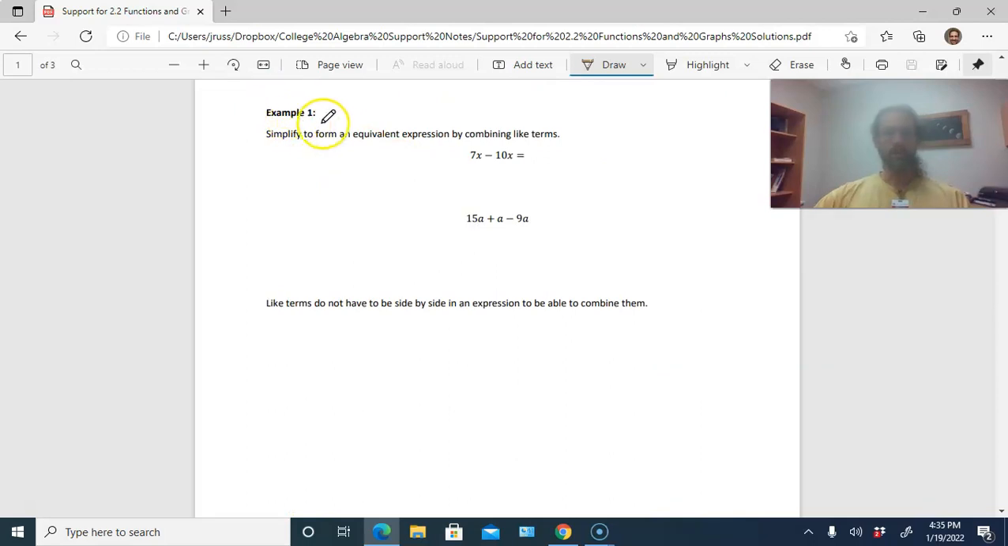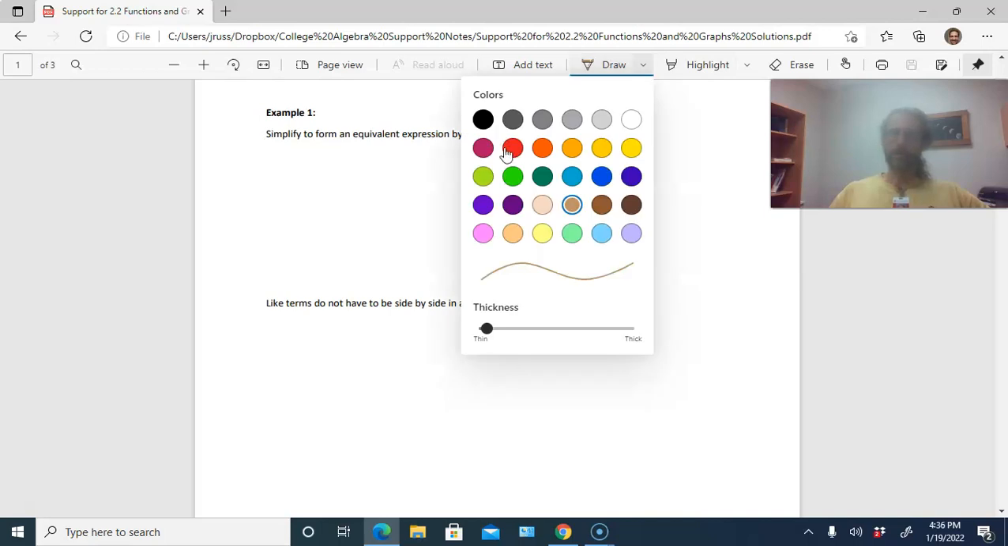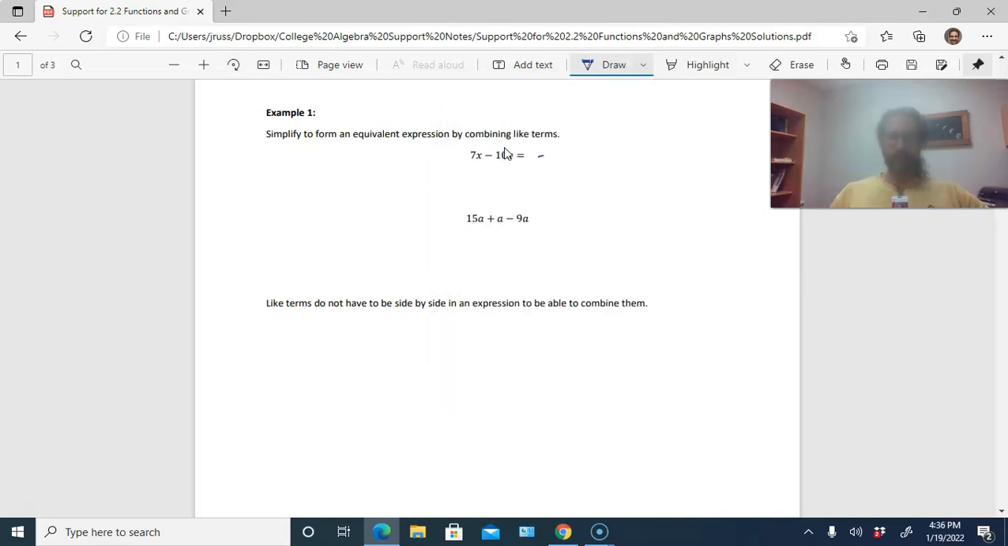So let's look at some examples. Example 1 says simplify to form an equivalent expression by combining like terms. I've got this expression right here. It only has 2 terms in it, 7x minus 10x, but these terms are like because they each have 1 factor of x. The way you do this, guys, is you work with the coefficients. The coefficients are the numbers in front of the variables. So we subtract the 7 and the 10. You basically say 7 minus 10 is negative 3. So you put negative 3, and then you just carry over that x.